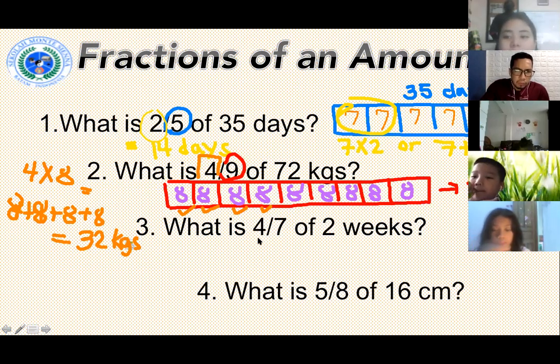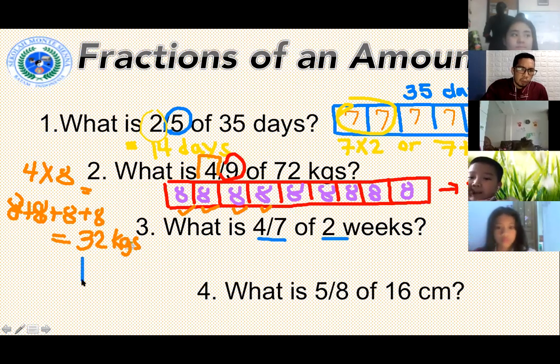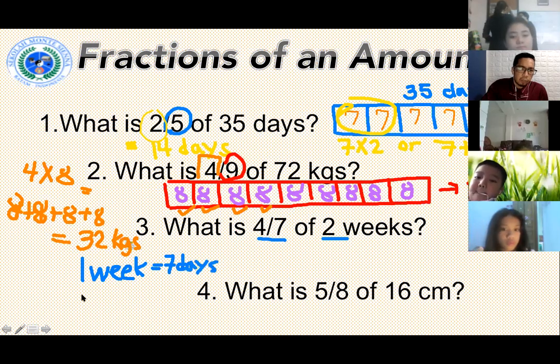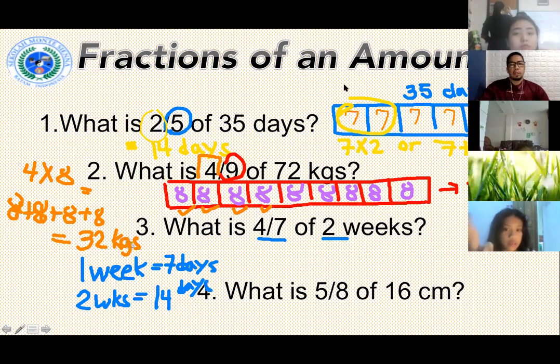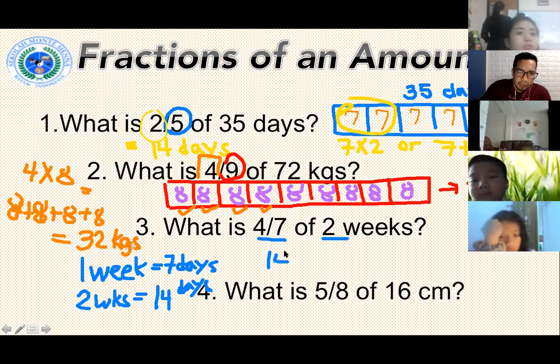Let's say, what is 4/7 of 2 weeks? If you remember that 1 week is equal to how many days? 7 days. So therefore, 2 weeks means 14 days. Right? So listen. Teacher will show a shortcut. I will use this 2 weeks, which is 14 days.